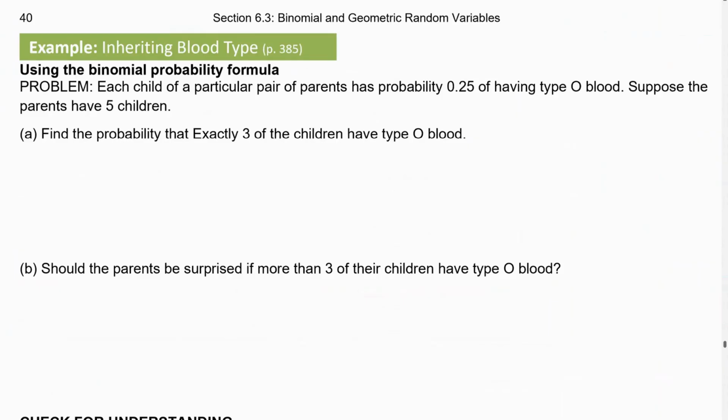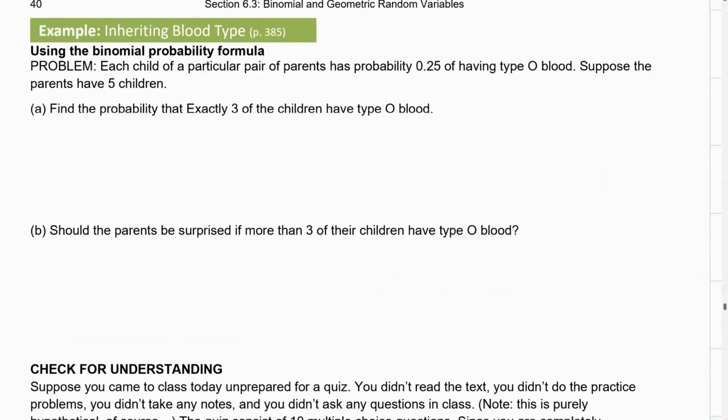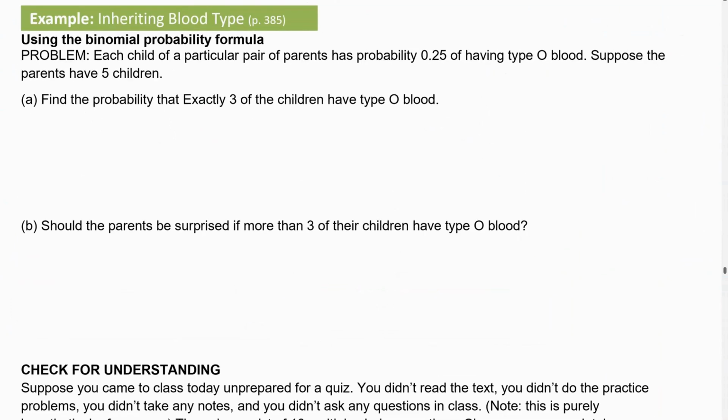So going on, what's the probability of exactly 3 children having type O blood? Well, the probability of x equals 3 is going to be 5 choose 3 times 0.25 cubed times 0.75 squared, using that previous formula.